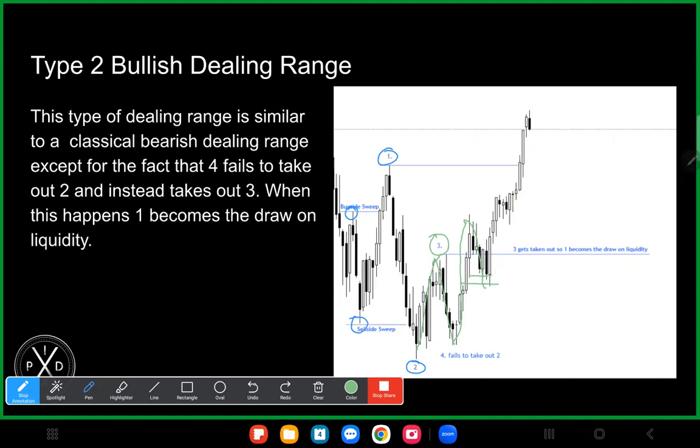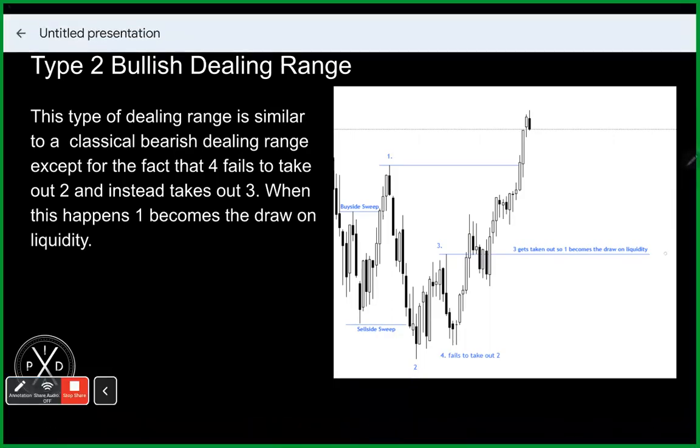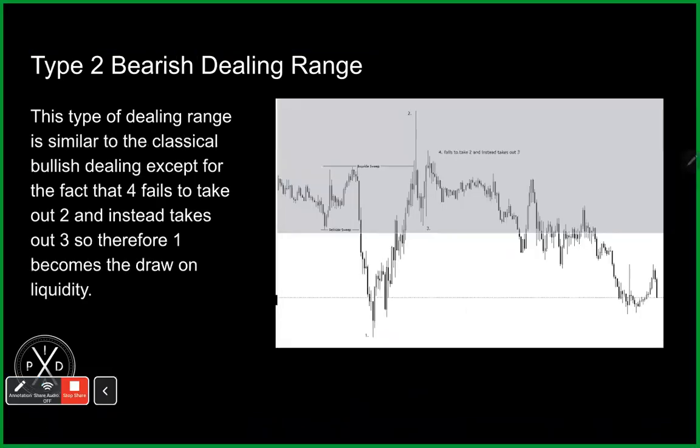So that would be an example of a type 2 bullish dealing range. Or you can think of it as a bearish dealing range that failed. All right, so let's take a look at the next example. All right, so this is a type 2 bearish dealing range.